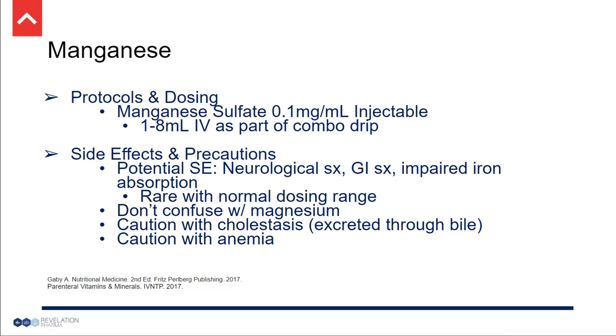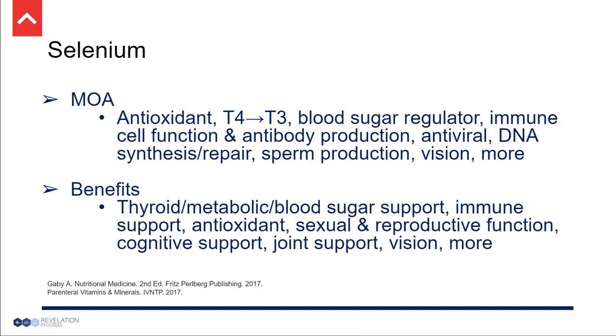Side effects and precautions, once again very rare with normal dosing range, but with toxicity levels you could get neurological symptoms, GI symptoms, and impaired iron absorption. So once again, don't confuse manganese with magnesium. Dosing is very different. There is caution with cholestasis because it is excreted through the bile, and caution with anemia due to that potential impaired iron absorption.